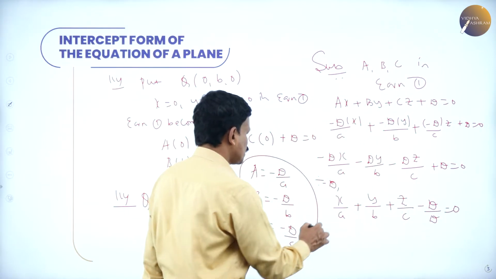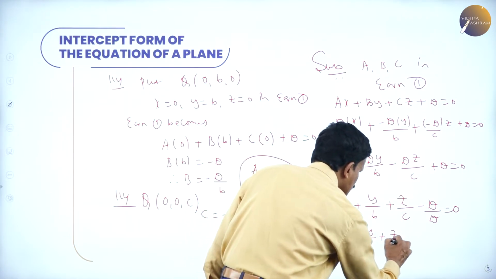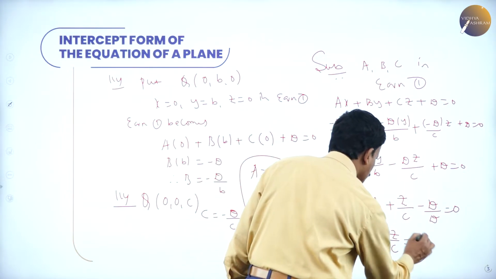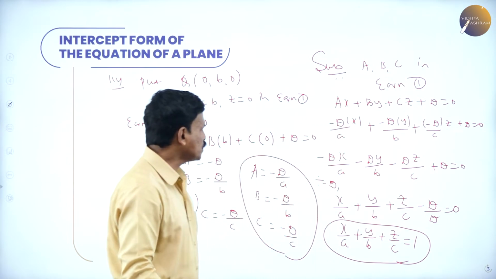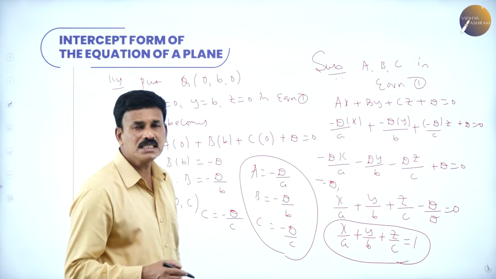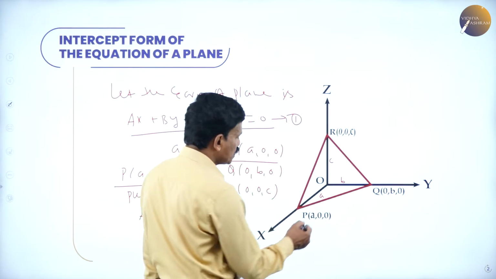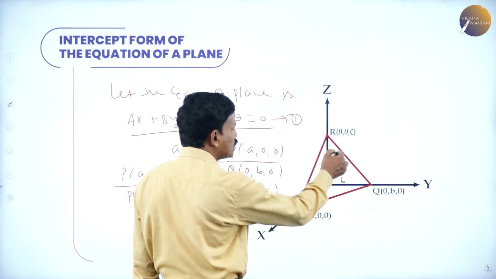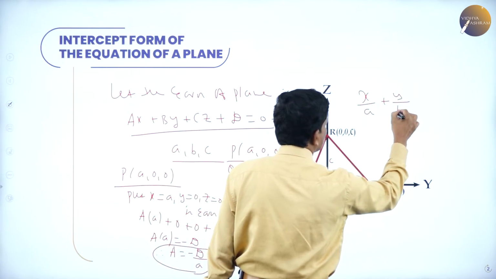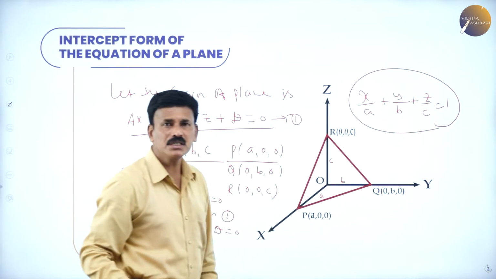Now this can be written as x by a plus y by b plus z by c. D by d is minus 1. Transfer this to the right hand side. This is equal to 1. So therefore, the equation of the intercept form is x by a plus y by b plus z by c is equal to 1. So the equation of a plane whose x-intercept is a, y-intercept is b and z-intercept is c is of the form x by a plus y by b plus z by c is equal to 1. This is the equation of the plane in the intercept form.